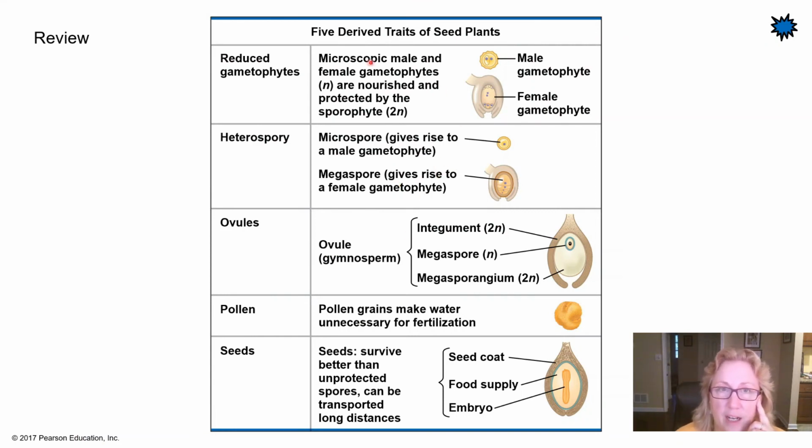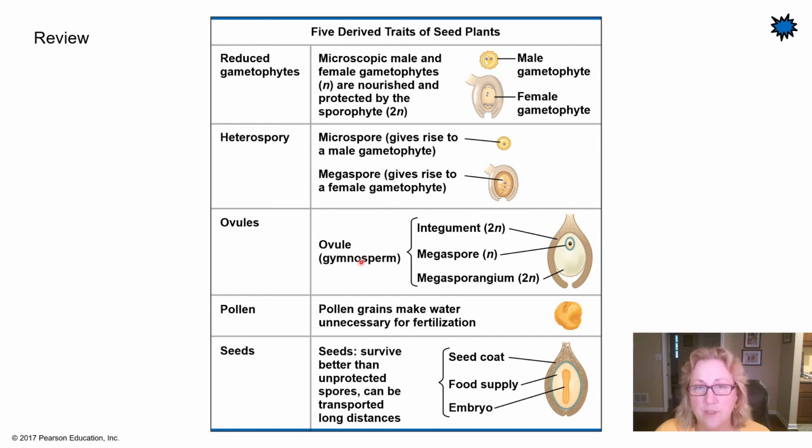So here again are the 5 derived traits of seed plants compared to our seedless plants that we studied in chapter 29. So vastly reduced gametophytes. The gametophytes are totally dependent. In angiosperms, the gametophytes are reduced to just 3 cells. The male and the female gametophytes are just 3 cells. Heterospory, so the spores that give rise to the gametophyte: the microspores give rise to the male gametophyte and the pollen grain, and the megaspore gives rise to the female gametophyte and the egg.